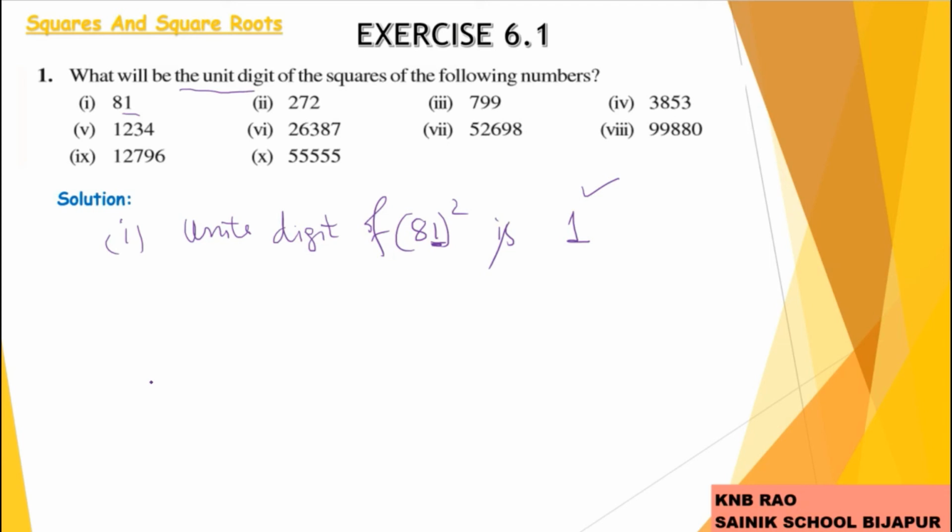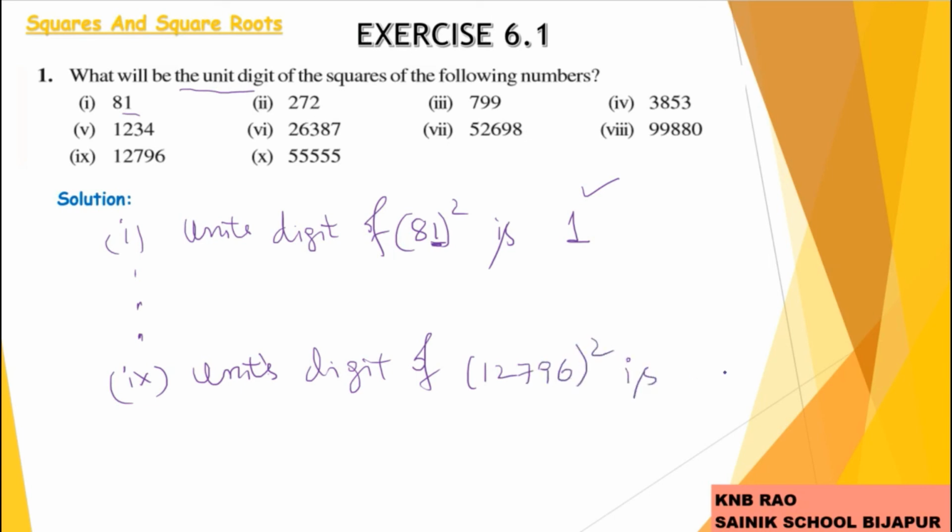For example, in the case of, let's say, the 9th question, I have written units digit or unit place digit, units place digit. You can write: unit digit of 12,796 square is 6, because it is ending in 6. The square of any number ending in 6 ends in 6. This is how you have to write. Okay. For the rest of the things you write on your own.